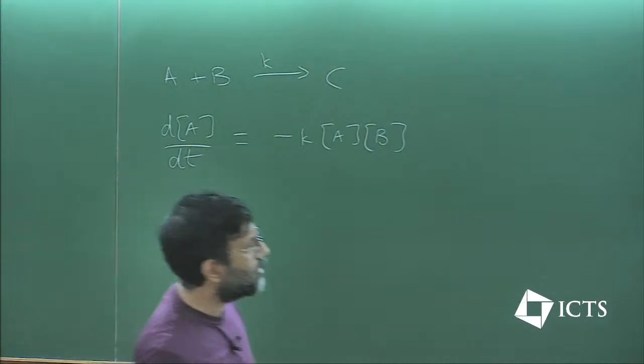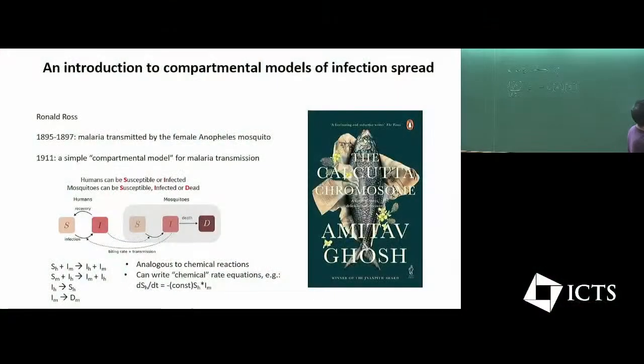So in a very similar sense, you can take these chemical reactions which describe a compartmental model and write down some rate equations, okay? And these equations are what tell you how these populations will change with time. And this is what Ross wrote down and tried to use to predict what is going to happen if there's a population of humans and a population of mosquitoes.